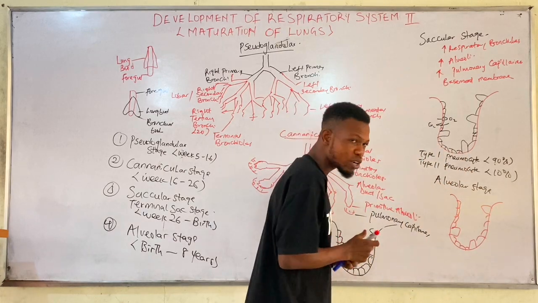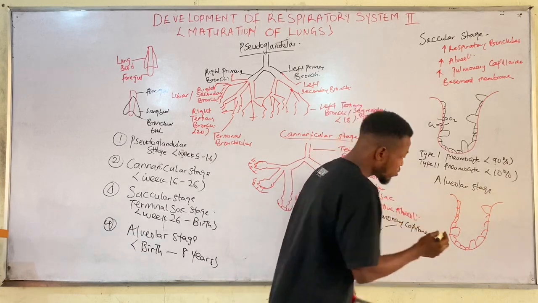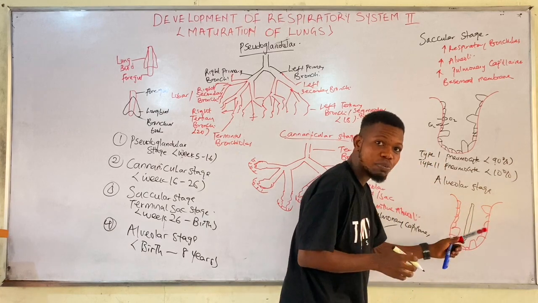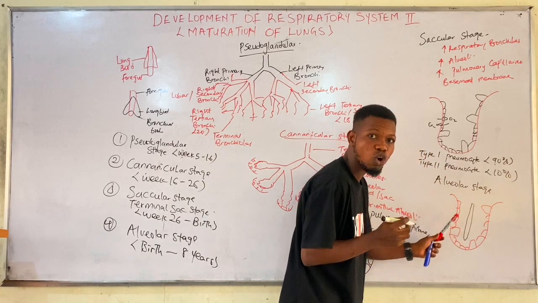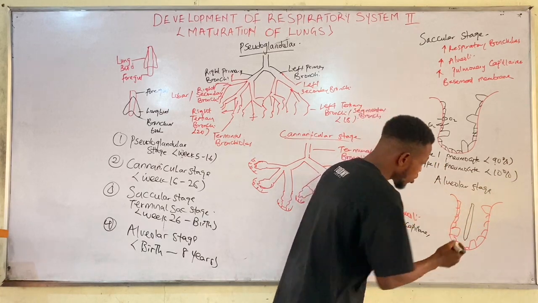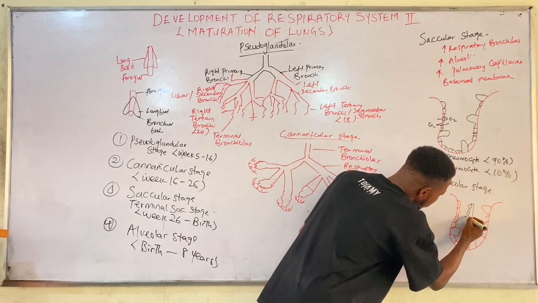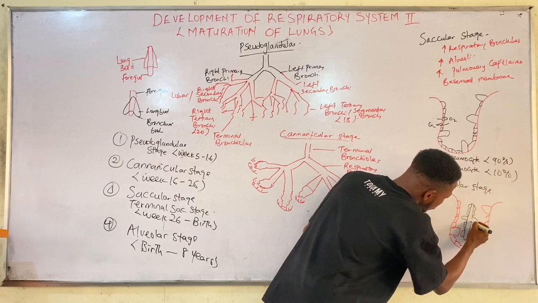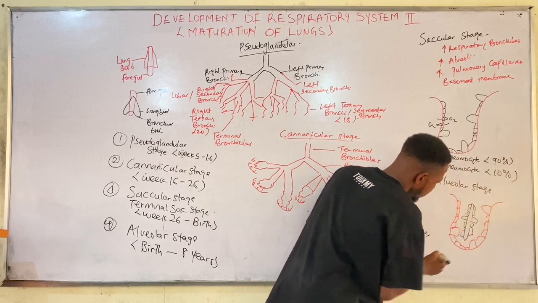Now later on during the alveolar stage, a septal will be formed within the what? Alveolar. And this septal will also contain cells that are squamous and cuboidal. So can you see squamous, cuboidal, squamous, cuboidal, squamous, cuboidal, squamous, cuboidal. Do you get it now?